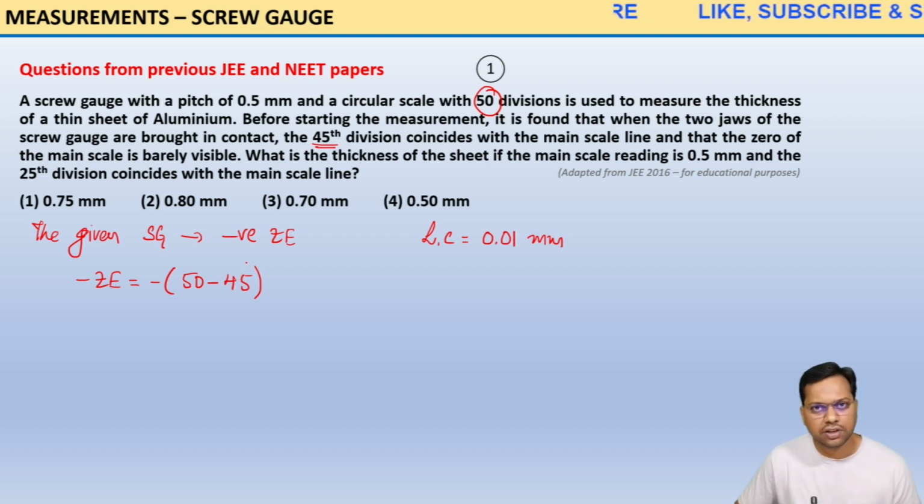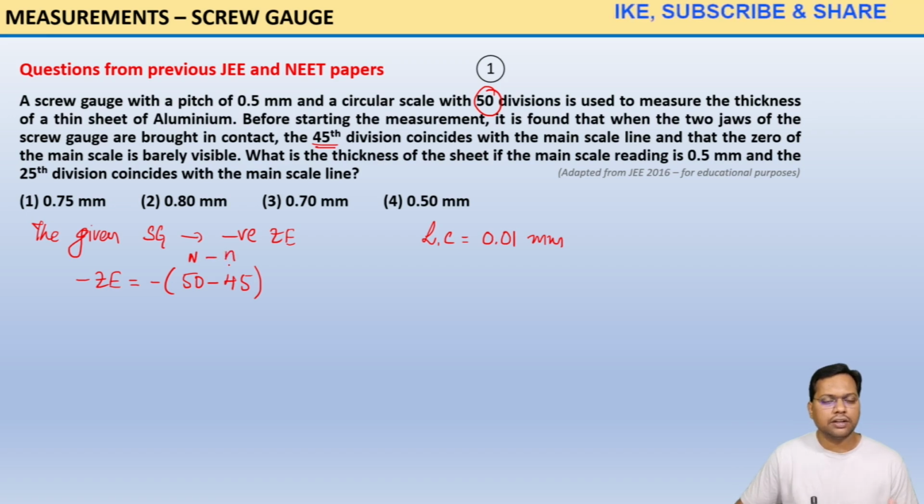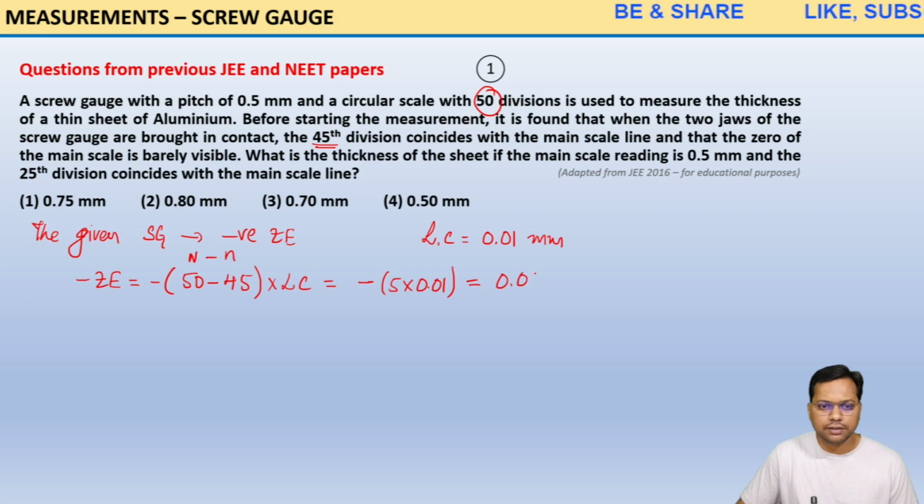Those who have the knowledge of only the formula can use N minus n, where capital N is the total number of circular scale divisions, and small n is the line of the circular scale that is coinciding with the reference line, into the least count. This gives a minus of (50 minus 45), that is 5, into the least count, that is 0.01. That will be 0.05 millimeter.